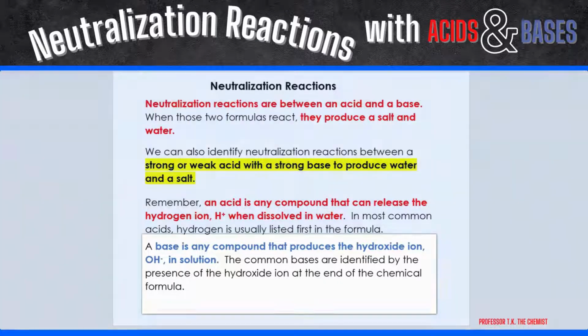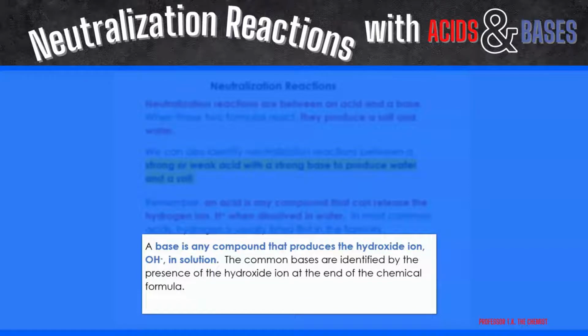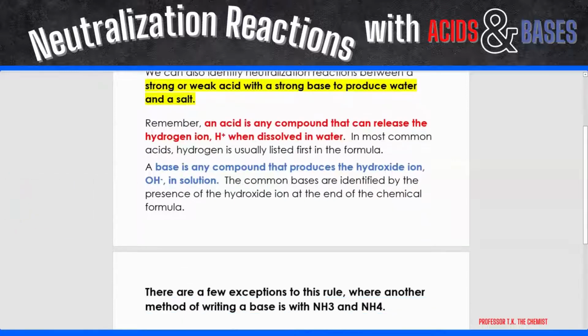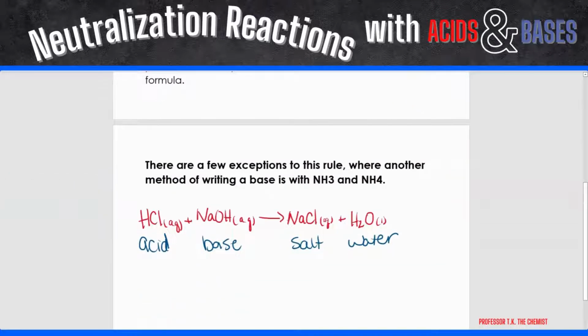A base, on the other hand, is any compound that produces the hydroxide ion, OH-, in solution. Now, the most common identifying key component of a base is that the hydroxide ion is typically at the end of the formula, like barium hydroxide, Ba(OH)2, you know, in parentheses, the OH, and then there's a 2 on the outside. Okay? Sodium hydroxide, NaOH. Now, there are a few exceptions to the rule where you're writing a base without OH, and there are 2 exceptions, NH3 and NH4. So keep that in mind as well.